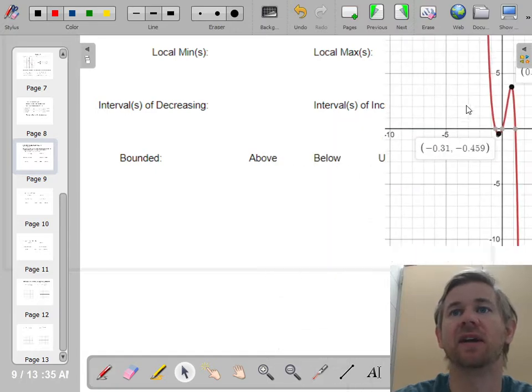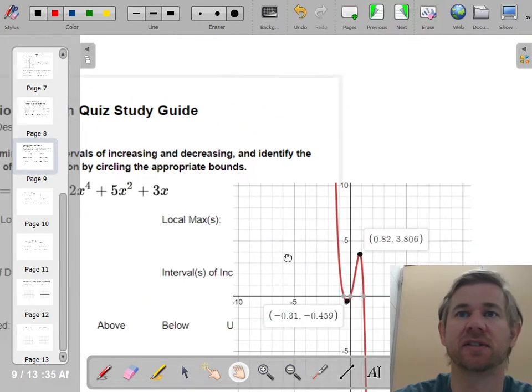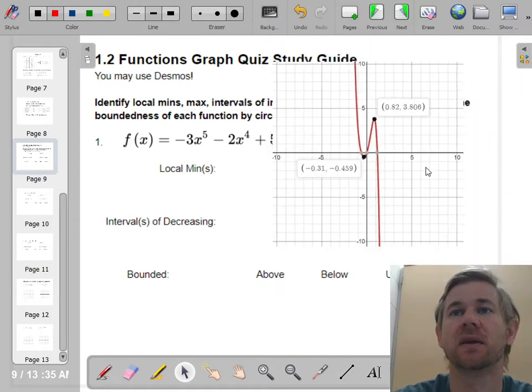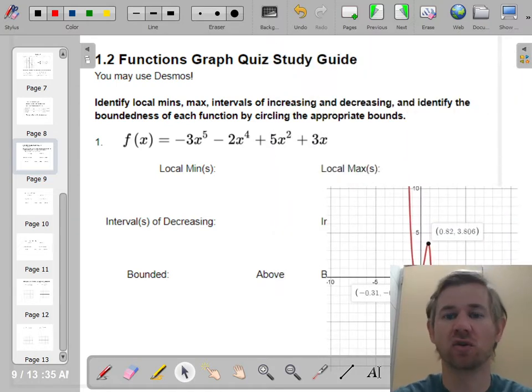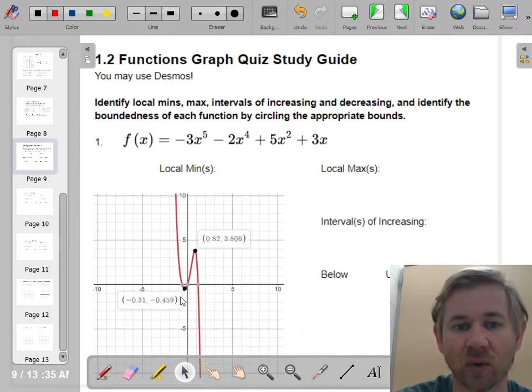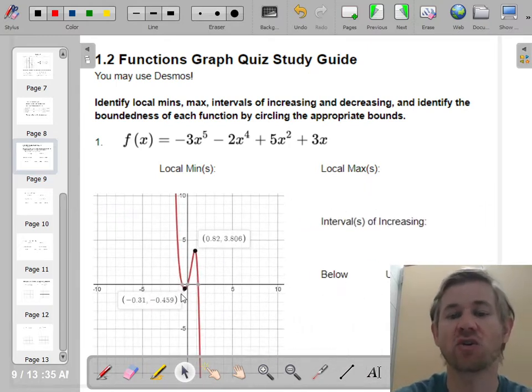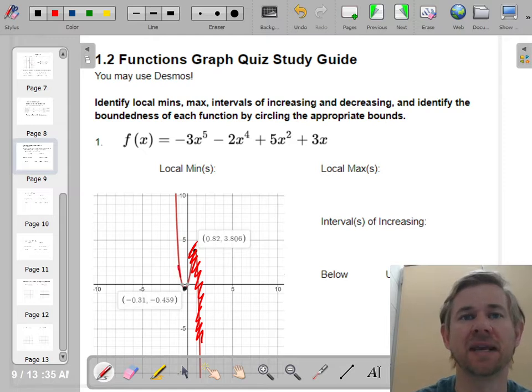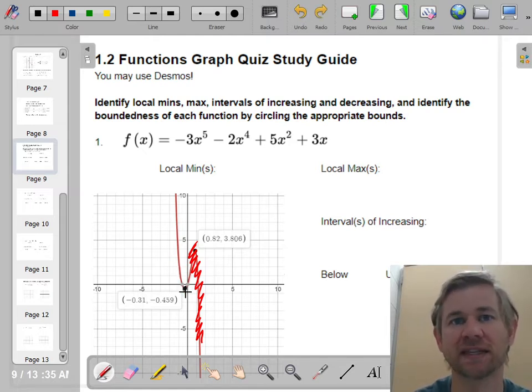So I've got my graph, and I'm asked to analyze a bunch of stuff about it. So let's see if I can do this in a way that is useful. First thing, it says, what are the local mins? So you can see here in my graph, there's only one of them. It's a turnaround point, and it's at the bottom. So a minimum in an interval is called a local minimum. That's the smallest point, a turnaround point in that interval.